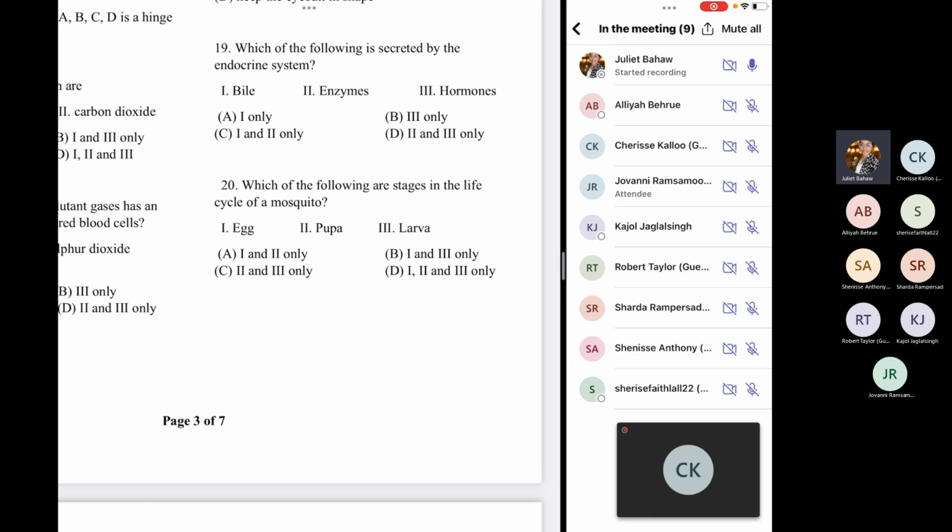Not 1 and 2. Why did I say bile? It's enzymes and hormones. So that is which one? D. However, pertaining to integrated science, you all would have learned that the pancreas secretes pancreatic juice. All right, so D is the answer here.